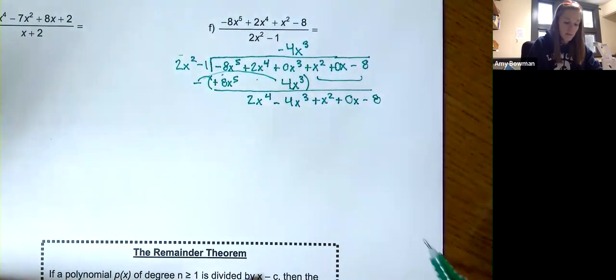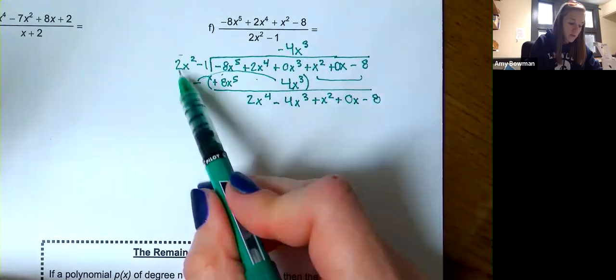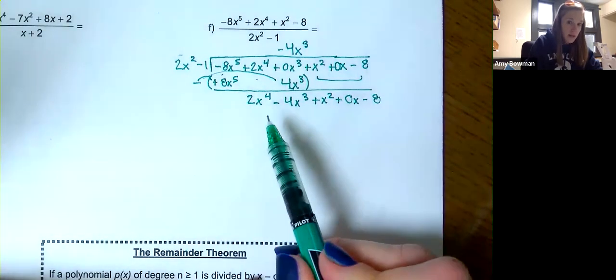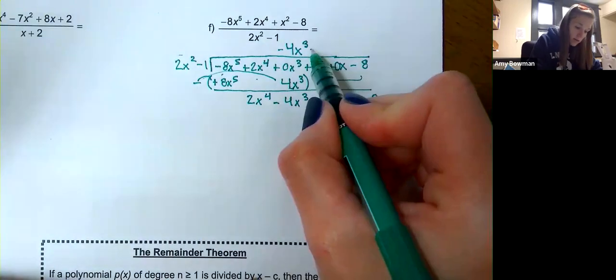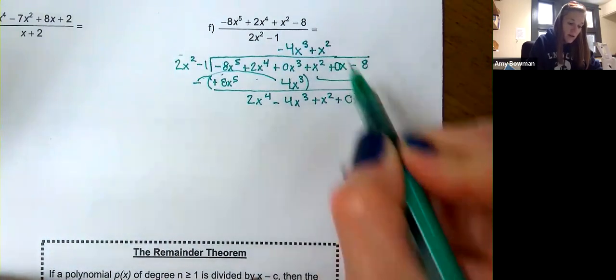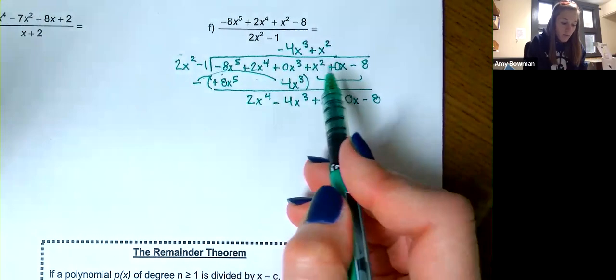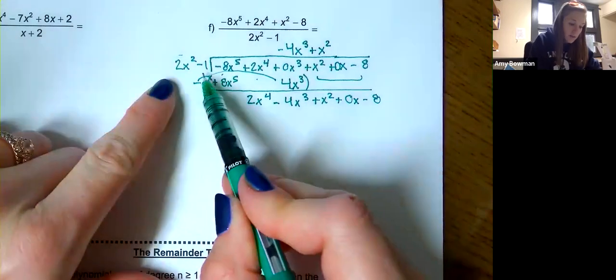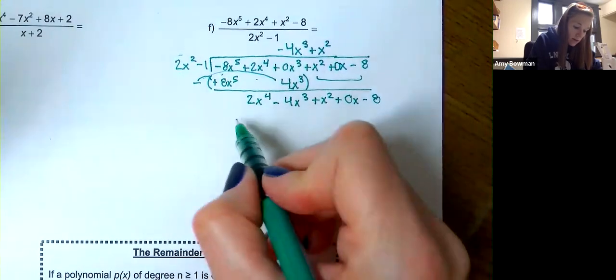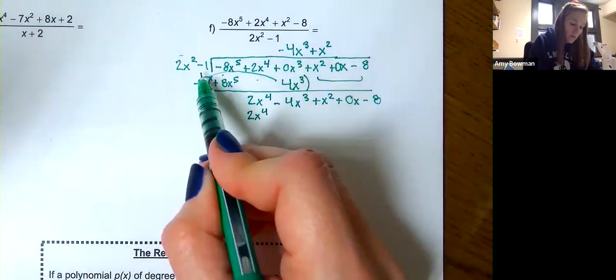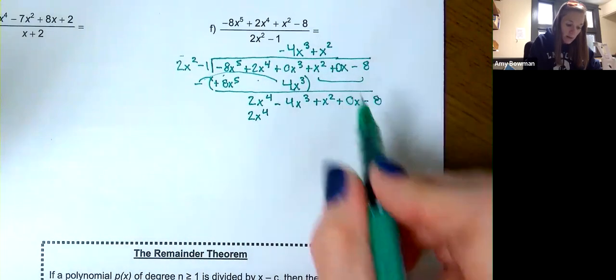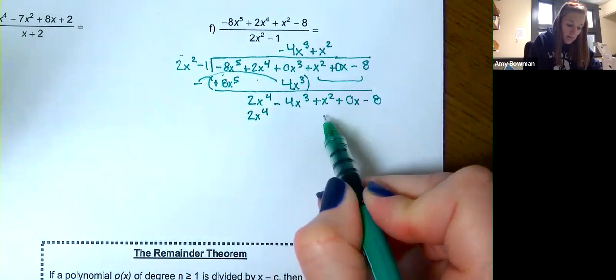And then we repeat the process. 2x squared times what is 2x to the 4th? Well, that's just going to be x squared. So I put that next over my x squared term. And then what do I do with the x squared? We multiply that by the entire divisor. So x squared times 2x squared is 2x to the 4th. X squared times negative 1 is negative x squared, but be careful, put that with your x squared term.